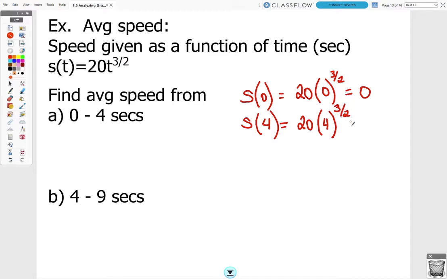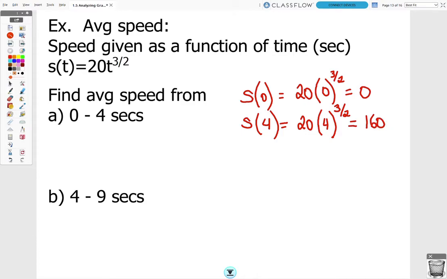Now, if you want to do 3/2 as an exponent, the bottom number represents the root that you're going to take, and the top number is the power. So it might actually be better, if possible, to take the bottom number out of this equation first. So what is the square root of 4? That's 2, and then 2 to the 3rd power, it's 8. 20 times 8, 160.